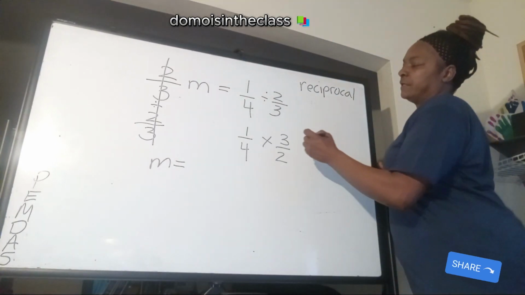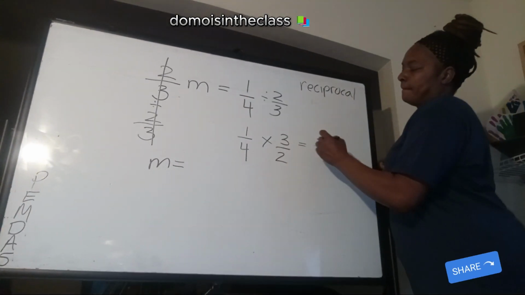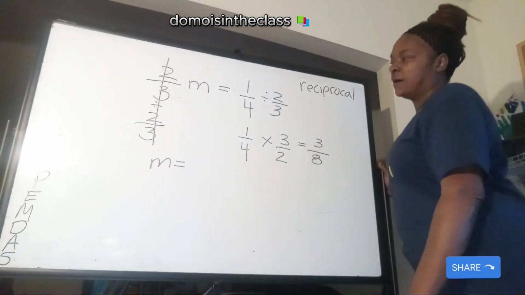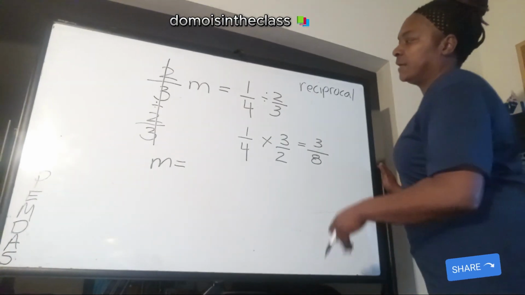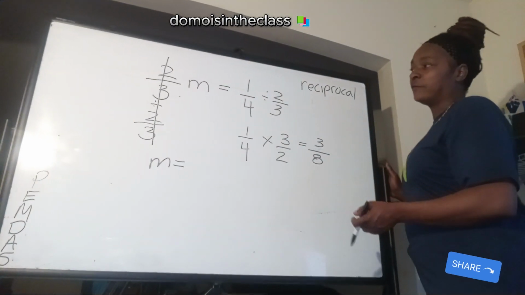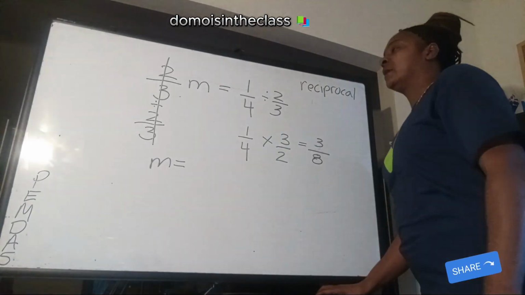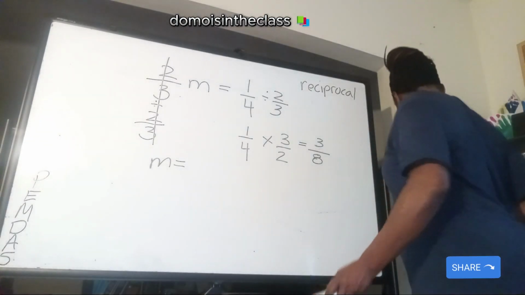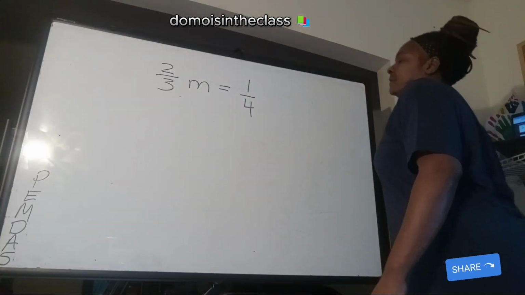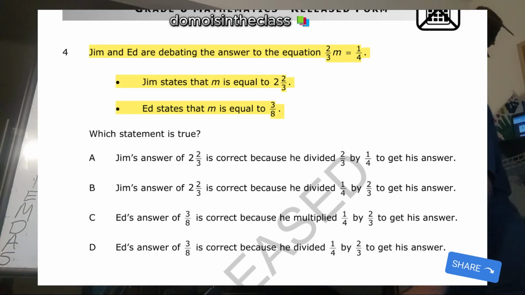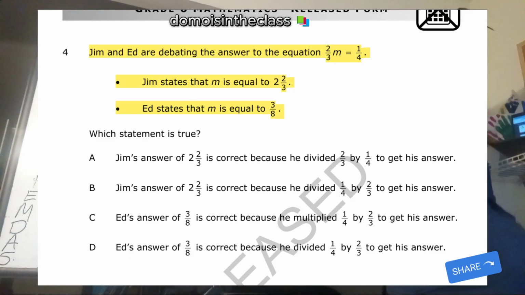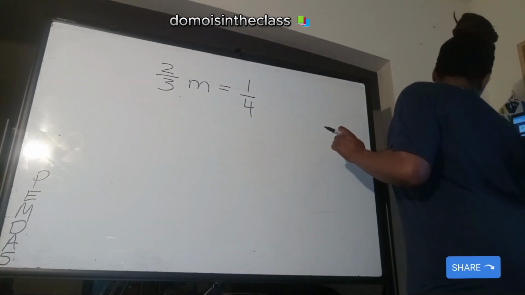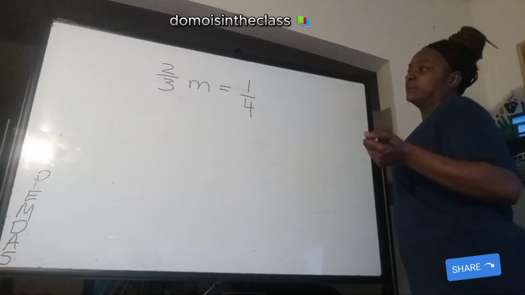So 1 times 3 is how much? 3. And 4 times 2 is how much? 8. So we get an answer of 3/8. Once again, that does not equal the 1/4 that we needed to get. So again, this proves that Jim is incorrect. All right, so now Ed says that 3/8 is the value of m, as we just saw. That 3/8 is the answer instead of the 2 2/3.